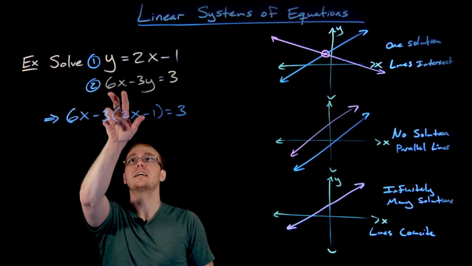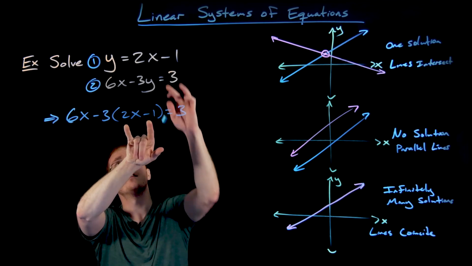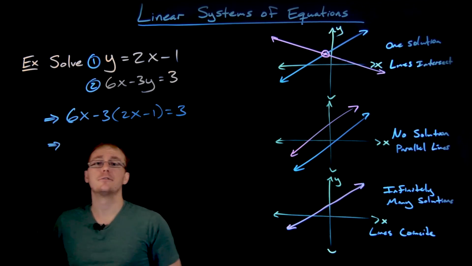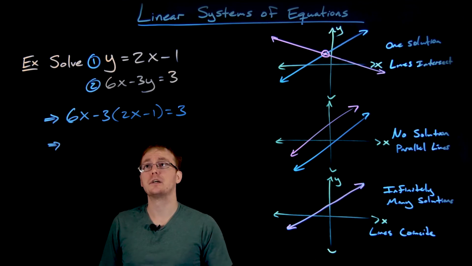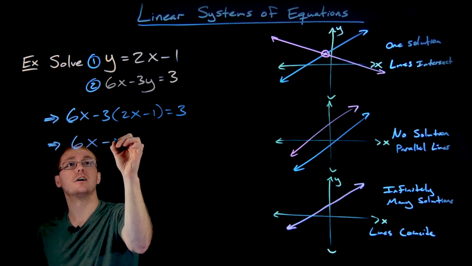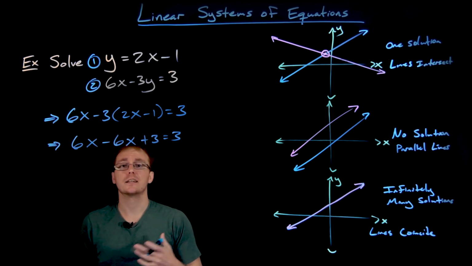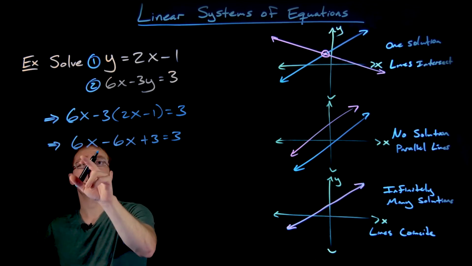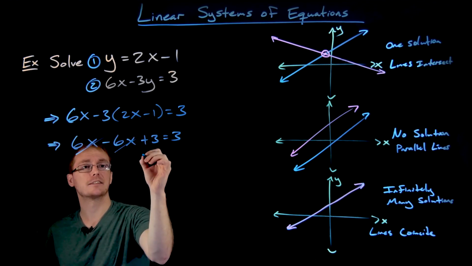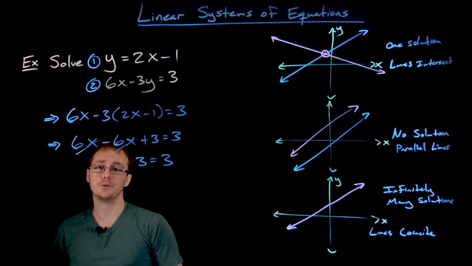So I've rewritten that second equation, 6x minus 3y equals 3, making the substitution that y is equal to 2x minus 1. And now we are left with this equation involving just the variable of x. So let's go ahead and try to solve that. We're going to have to distribute that factor of -3 throughout our quantity in parentheses. And so that lets us expand the left-hand side as 6x minus 6x plus 3. Well, those 6x's cancel each other out. And we are left with the statement that 3 is equal to 3.